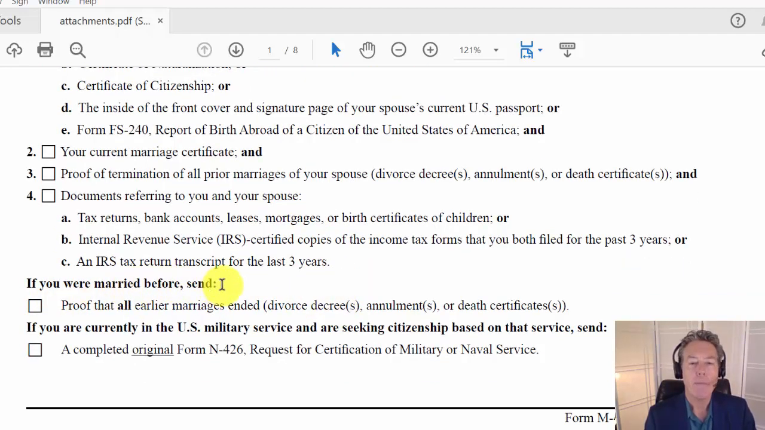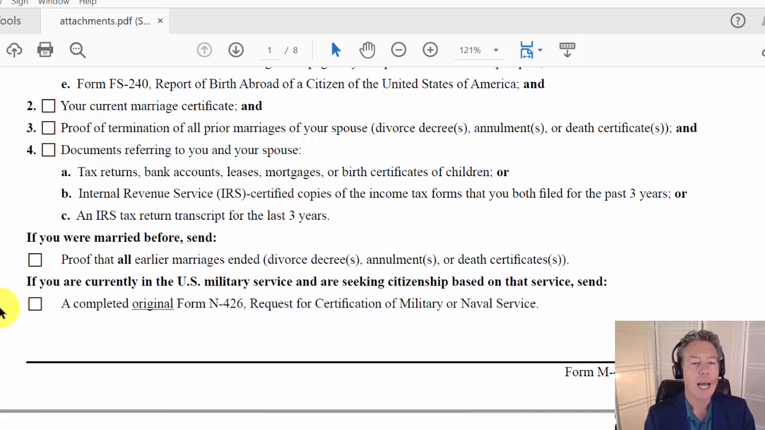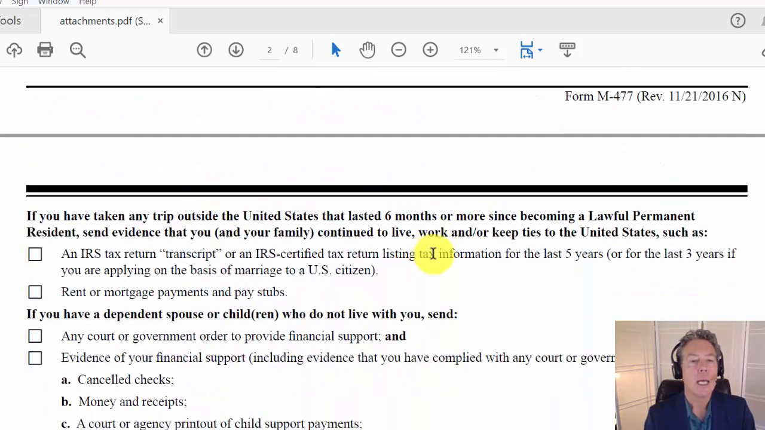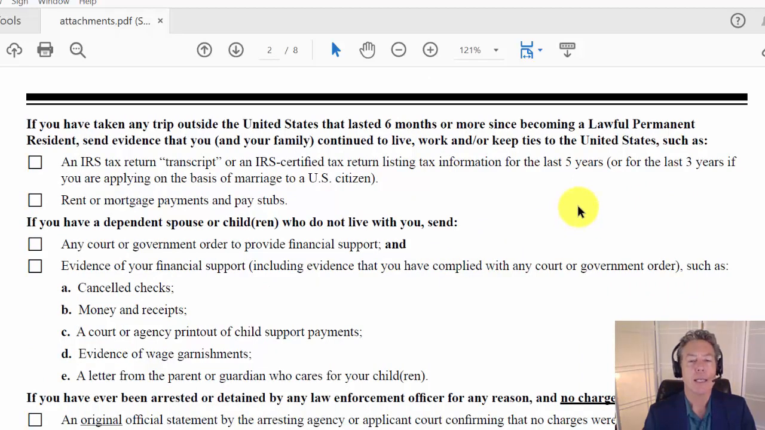Okay, if you were married before, send proof that all earlier marriages ended. Okay, we already covered that. If you're currently in U.S. military service seeking citizenship based on that service, send the N-426. Okay. If you've taken any trip outside the United States that lasted 6 months or more since becoming a lawful permanent resident, send evidence that you and your family continue to live, work, and keep ties to the United States.